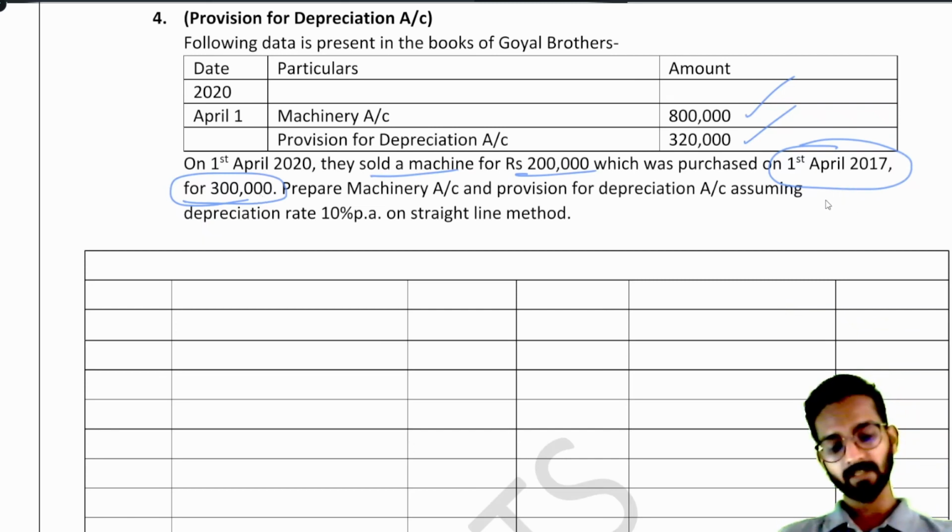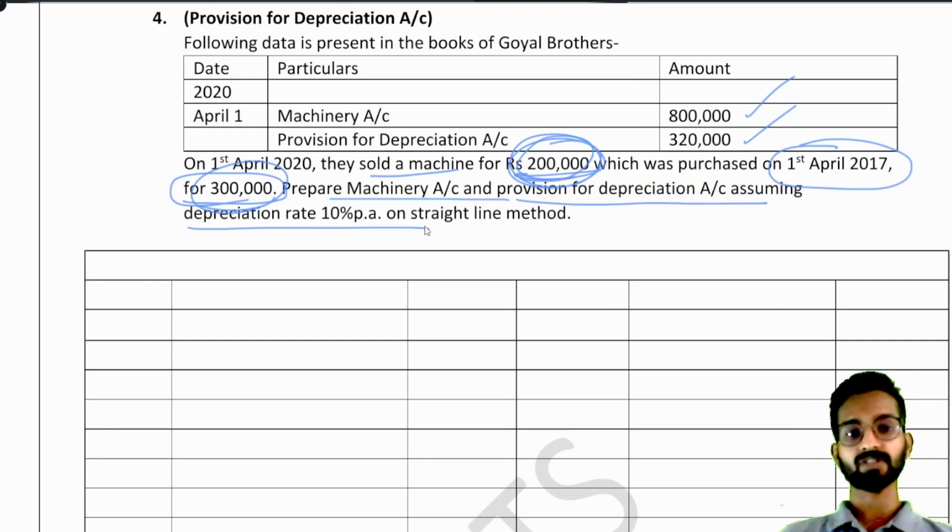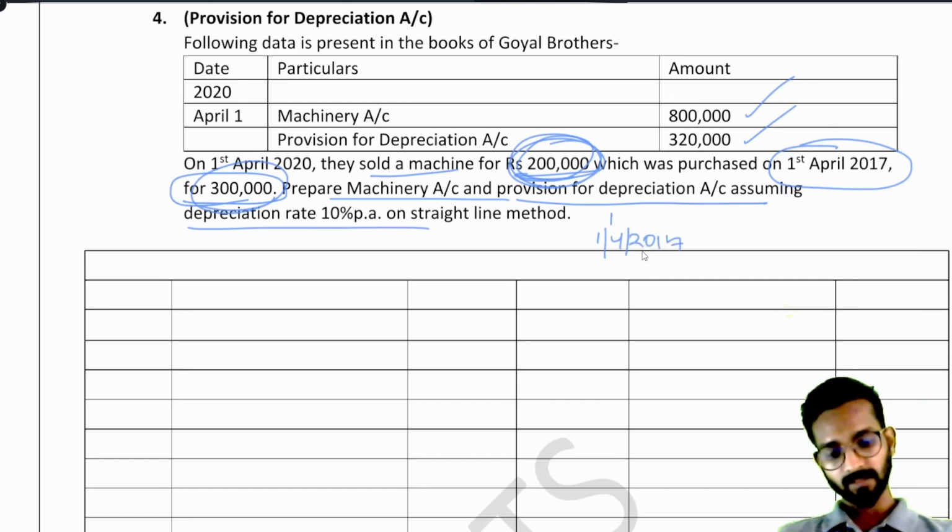On 1st April 2017 the cost of the machine was, sorry, the cost of the machine was 3 lakh and now after 3 years we are selling it for 2 lakh rupees. Prepare machinery account and provision for depreciation account assuming depreciation rate at 10% per annum on straight line method. Just I am telling you, suppose this is 1st April 2017. We purchased a machine of 3 lakhs. 2018, 2019 and 2020, 1st April 2020, we sold it for 2 lakhs. They want us to prepare machinery account.